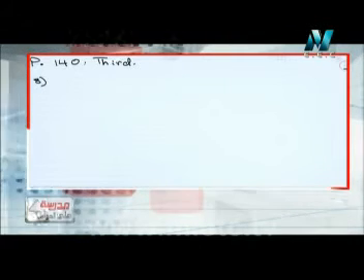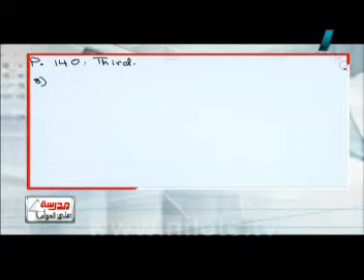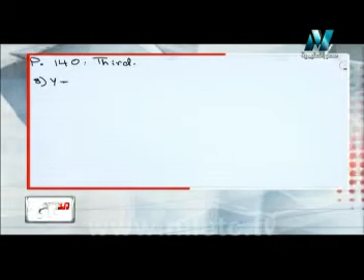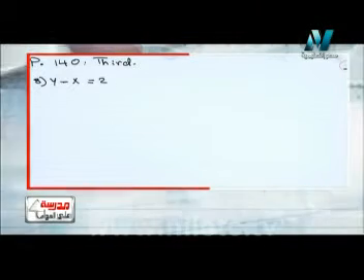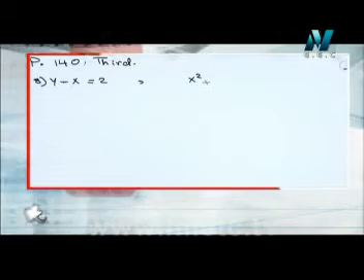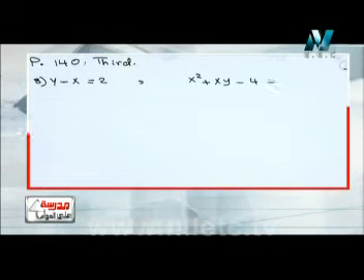For exercise number 8, the exercise says find the solution set for each pair of the following equations. Exercise number 8: y minus x equals 2, and the other equation is x power 2 plus xy minus 4 equals 0.